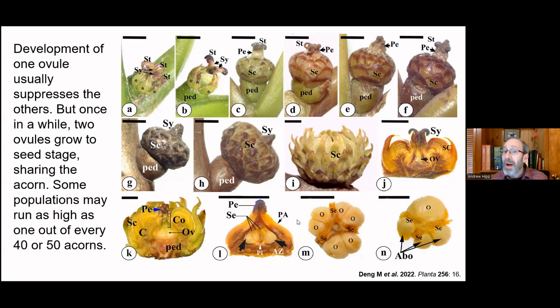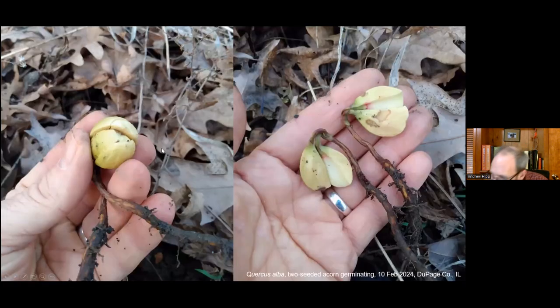But every once in a while, you get a 2-seeded acorn, like this one that I found in Maple Grove Forest Preserve. I think this was last year. It was earlier this year.